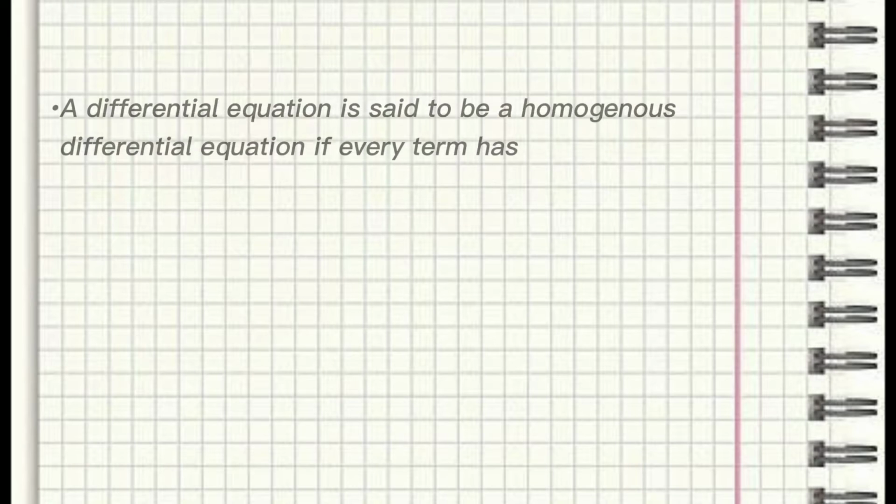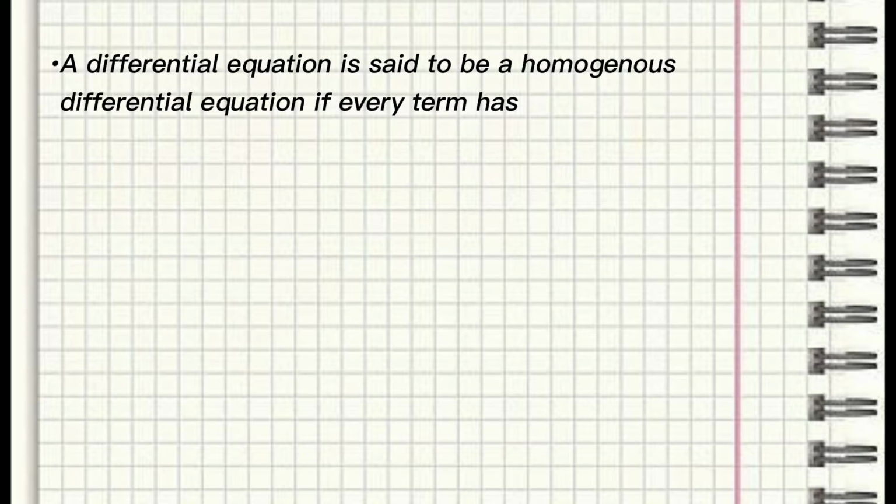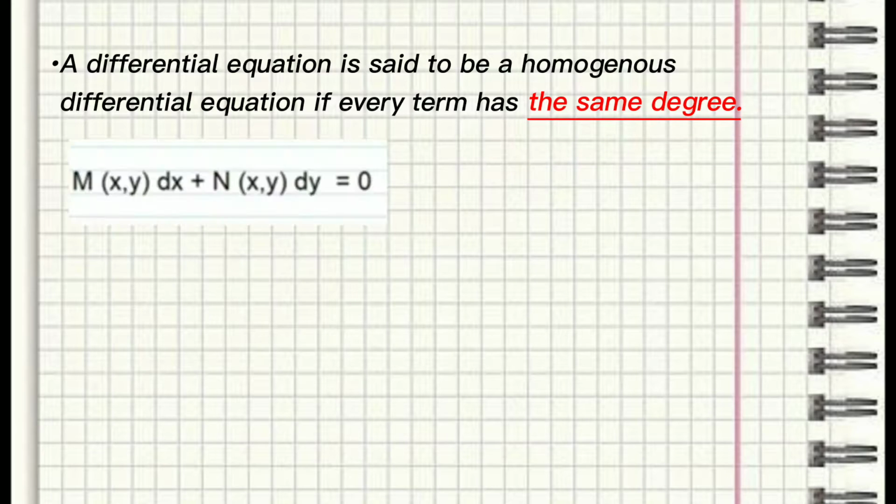In its simplest form, a differential equation is said to be a homogeneous differential equation if every term has the same degree. A homogeneous DE can be rewritten as M(x,y) dx plus N(x,y) dy equals 0. The M term here is what is indicated in the dx, and N is what is indicated in the dy.